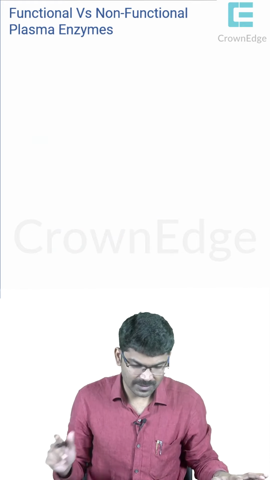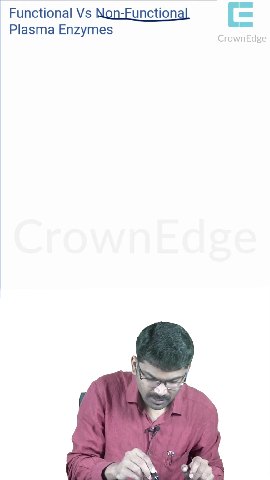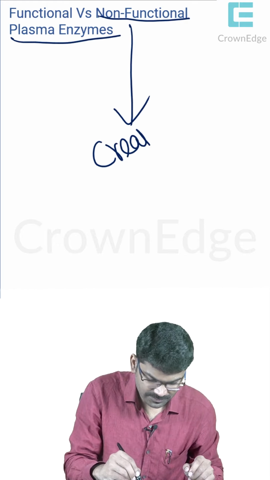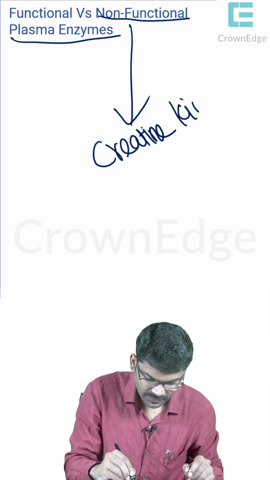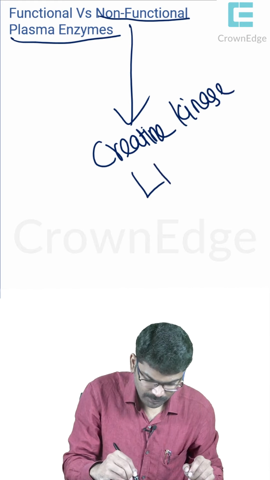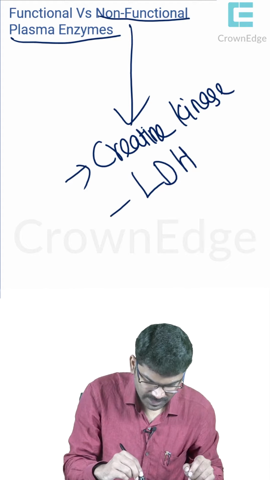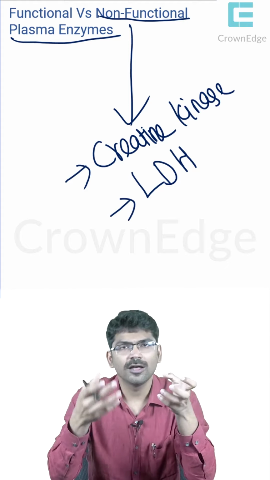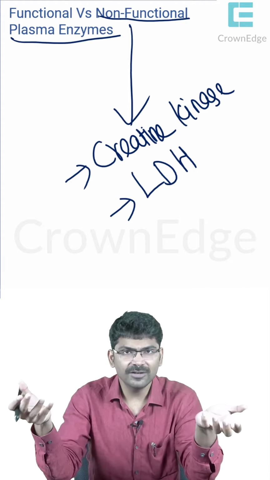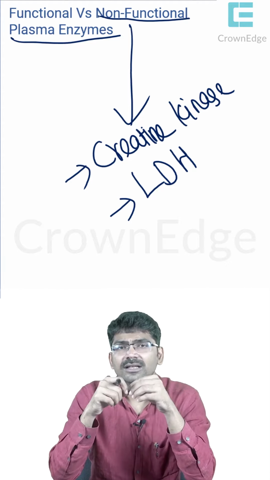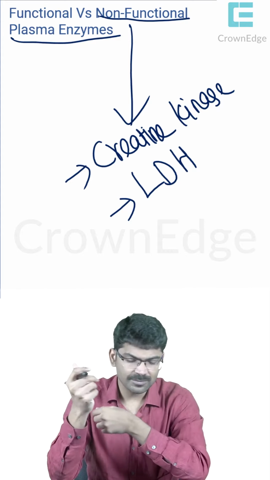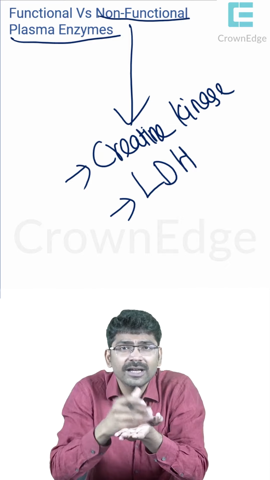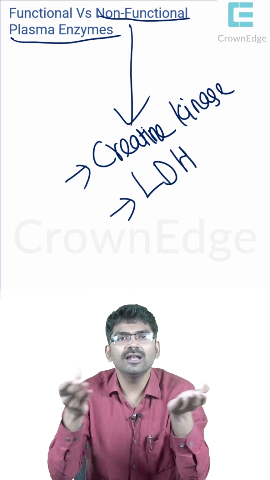Non-functional plasma enzymes are, let me give you examples, creatine kinase and lactate dehydrogenase, right? This lactate dehydrogenase has a role in RBC, heart, liver, etc. It does not have a major role in the plasma. Creatine kinase, where is the major role of creatine kinase? It is in the skeletal muscle.